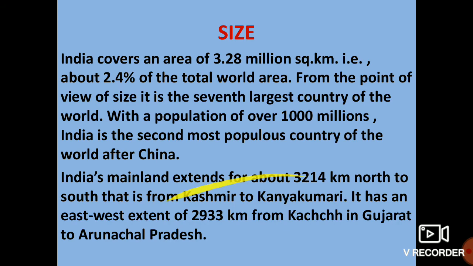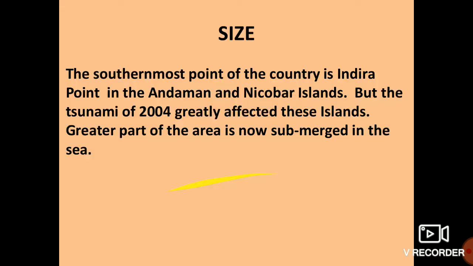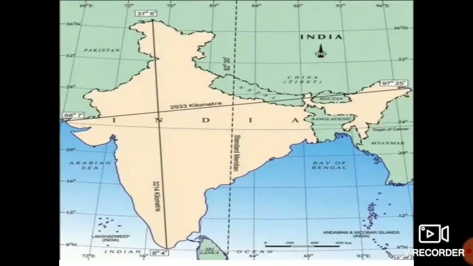Now I'm going to talk about the mainland of India. It extends from north to south, from Kashmir to Kanyakumari, a distance of 3,214 kilometers. And from east to west, the extent is 2,933 kilometers, from Kutch in Gujarat to Arunachal Pradesh.